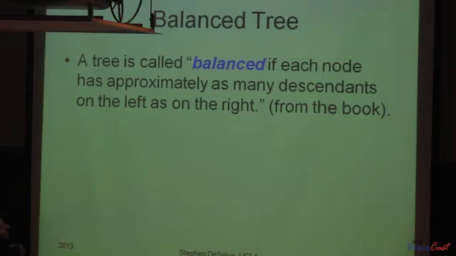First, a tree is called balanced. It's in blue and bold, so that's a term I could ask you to define and definitely expect you to know. A tree is balanced if each node has approximately as many descendants on the left as on the right. What do I mean by approximate? 60-40, you know it when you see it. You know an unbalanced tree when you see it. And then there's some gray area.